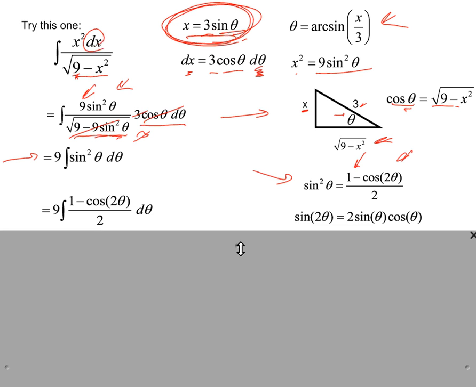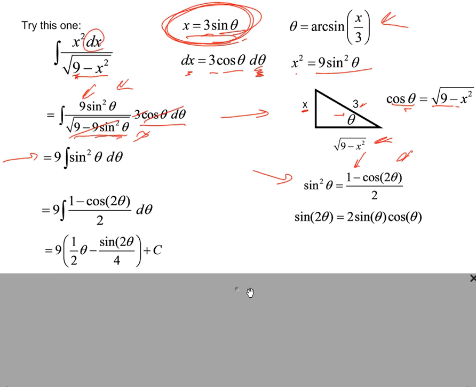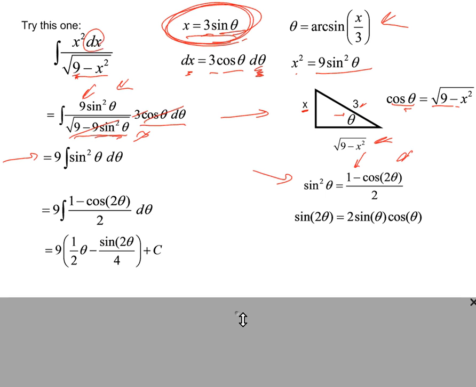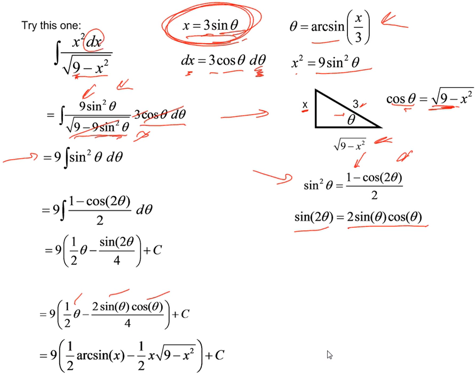So I plug that in. I'm going to integrate that. I'm going to use that trig identity of sine of 2 theta is equal to 2 sine theta cosine theta. Then I can substitute in theta is equal to the arc sine. Sine theta is equal to x over 3. Cosine theta is equal to the square root of 9 minus x squared. And finally, at the end, we're going to get that. Challenging problem. Take care.